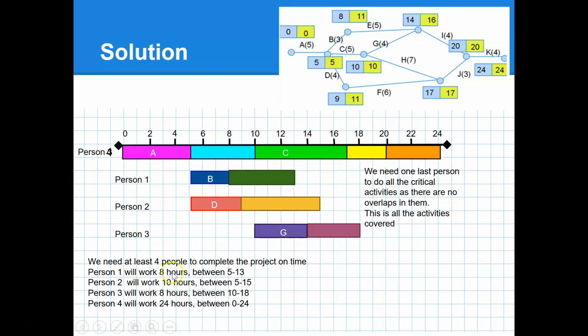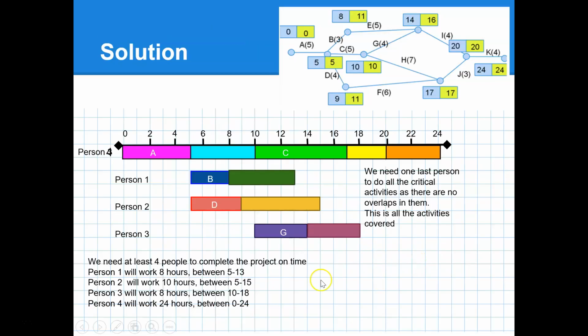Person 1 would work 8 hours between 5 and 13. Person 2 would work 10 hours between 5 and 15. Person 3 would work 8 hours between 10 to 18, this one here. And then person 4, or you could probably even write this as person 1 and then change all the others, but person 4 will work 24 hours between 0 and 24.